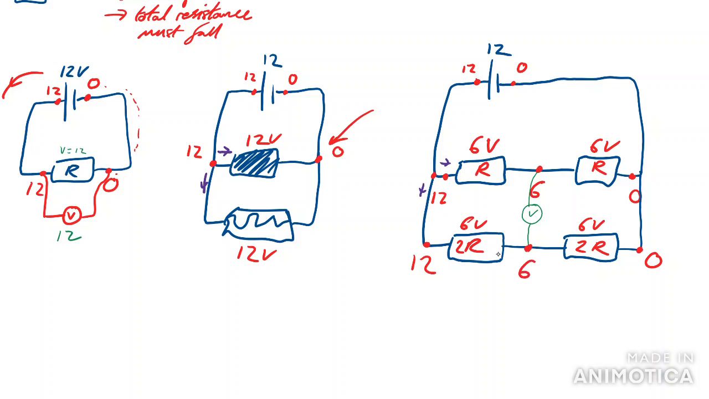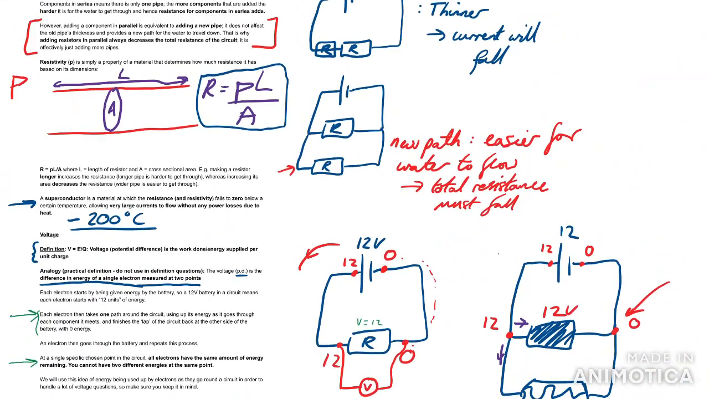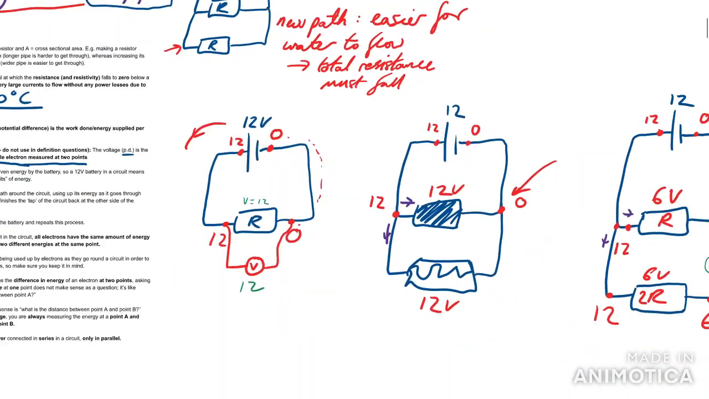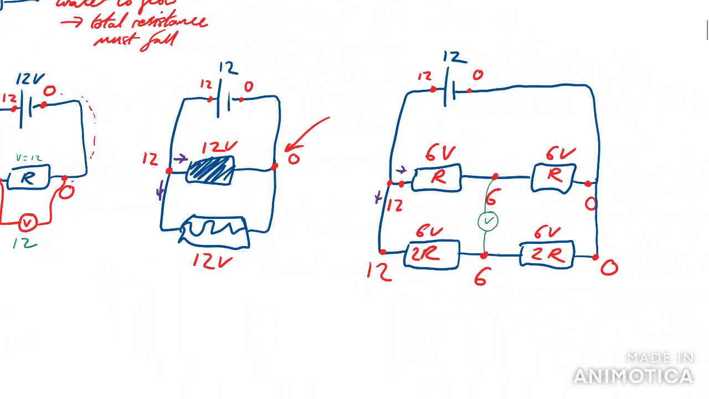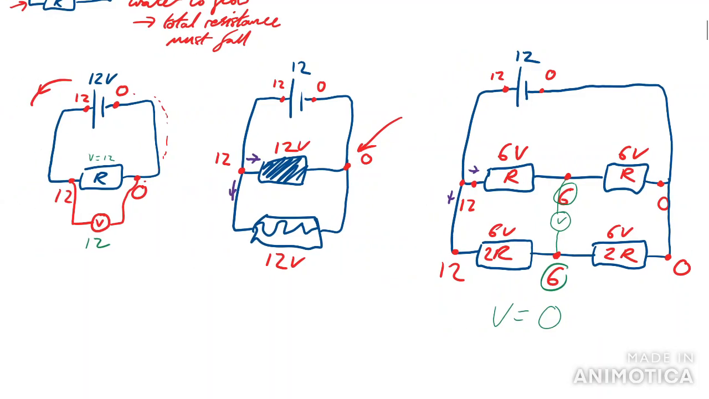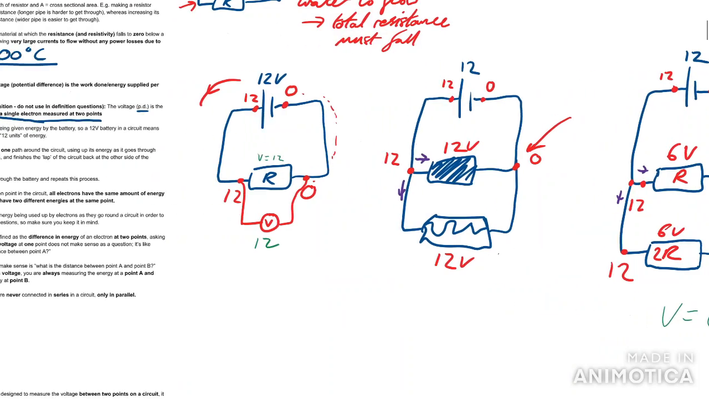And at this point, this question's solved, because what does a voltmeter do? Well, it measures the difference in energy of a single electron measured at 2 points. So the energy of the electron here is 6 at the top and 6 at the bottom. So what's the voltmeter going to say? Well, it's going to say the difference, which is 0. That's the reading on the voltmeter there. So hopefully this is already starting to show the utility of this method for approaching questions.